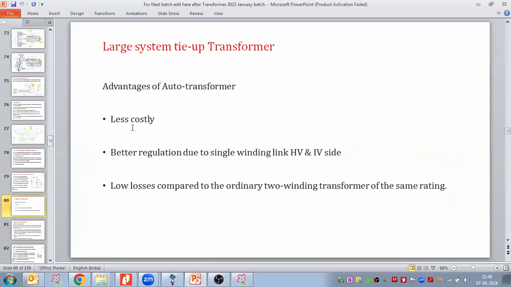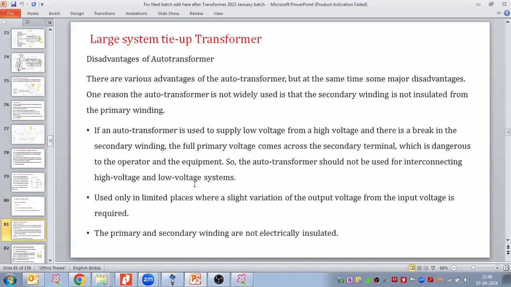Advantage: it is less costly because one winding is removed, less copper is required. Better regulation due to the single winding linking HV and LV side, or HV and IV side. Low losses compared to an ordinary two winding transformer of the same rating. But they have a serious disadvantage. There are various advantages of the auto transformer, but at the same time, some major disadvantages.